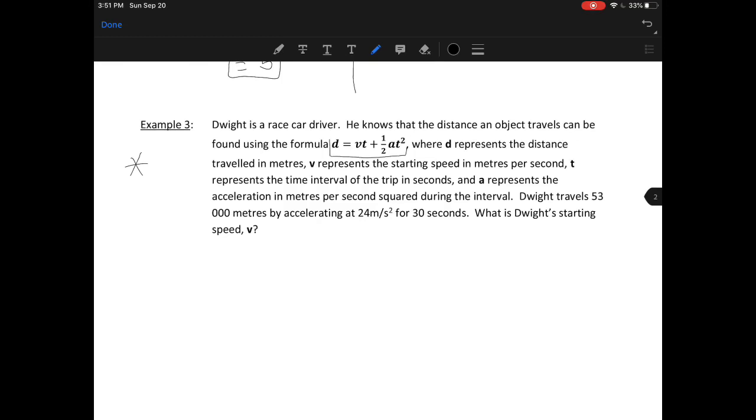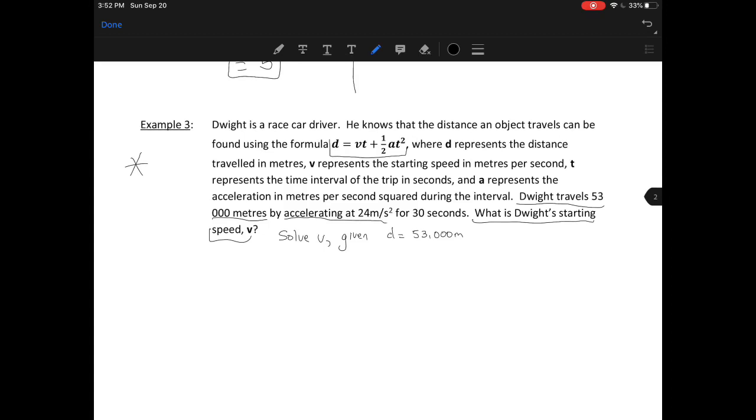So here we have a question where it says, Dwight is a race car driver, and they give us this formula with all of these values in it. They have D represents distance, V represents starting speed in meters per second, T represents time, and A represents the acceleration of the car in meters per second. So they're asking, what is Dwight's starting speed, V? So they're asking us to solve for V, and they're giving us a bunch of information. They're telling us first that Dwight travels 53,000 meters. So his distance traveled is 53,000 meters.